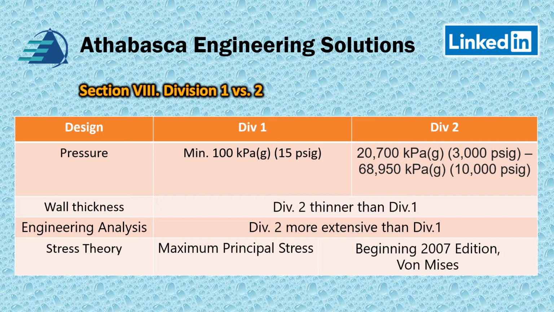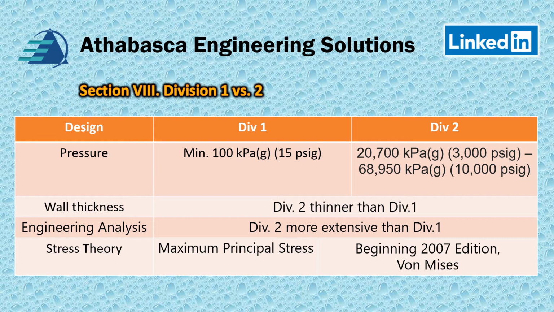Let's move on to Division 2. This is a comparison chart, a very high level. There's a lot of exceptions and things, but generally speaking, Division 1 applies to all pressures greater than 15 PSIG, whereas Division 2 is sort of recommended for 3,000 to 10,000 PSIG, high pressure type units. And of course, Division 3 is even greater than that.